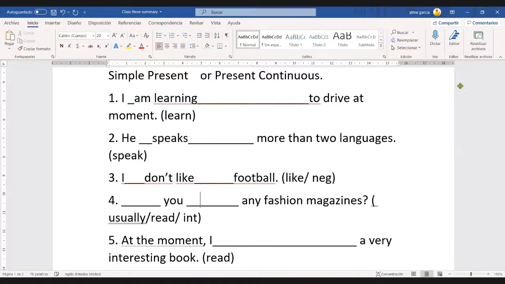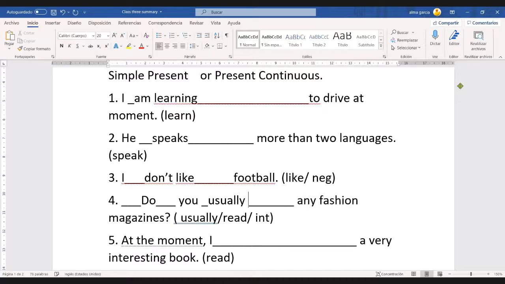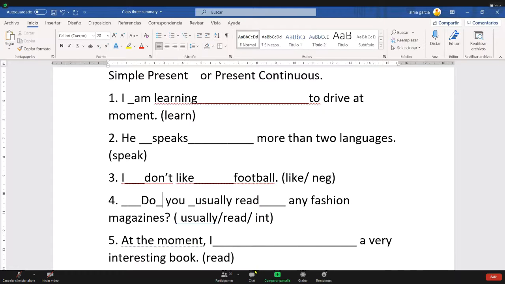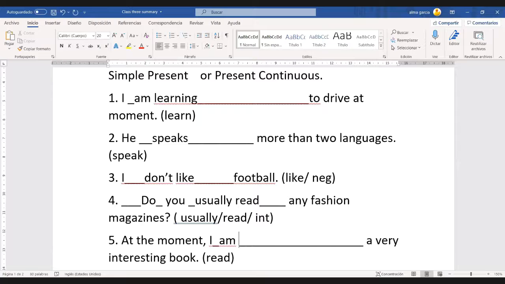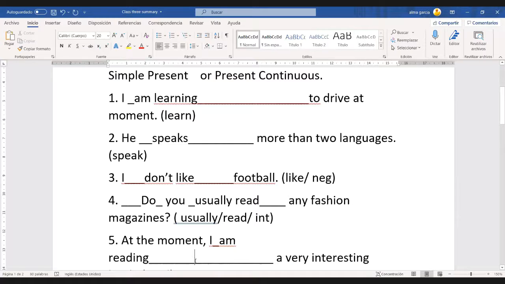Okay, 4. Do you usually read? Okay. Do you usually read? Okay. Alexis, would you like to give us number 5? Yes, miss. At the moment, I'm reading an interesting book. Excellent. Okay. Very nice. I'm very happy to see these results. Reading. And also very quick to work.